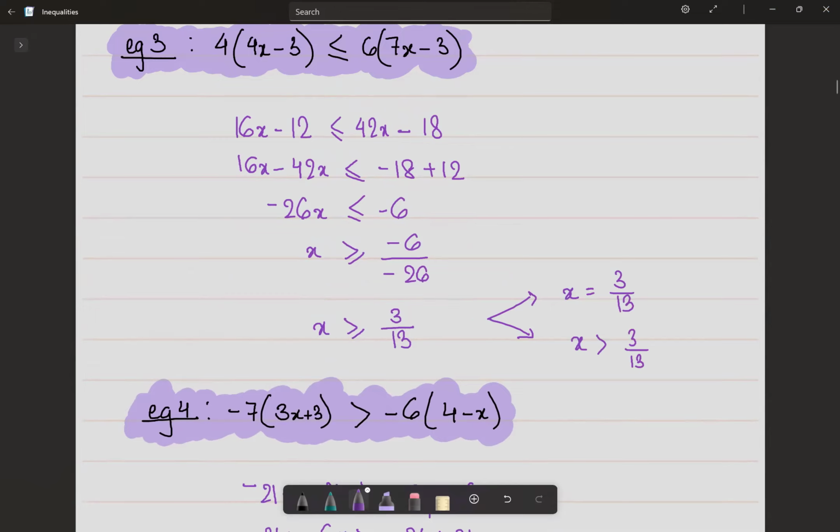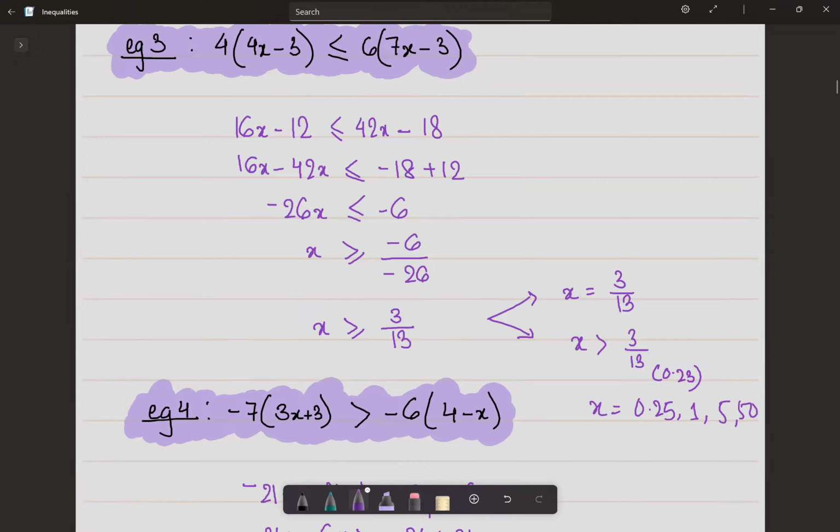So greater than 3 by 13 would mean that our value of x is any value which is greater than 0.23, because the value of 3 by 13 is 0.23. So any value greater than 0.23 is our answer. So our values of x can be 0.25 or 1 or 5 or 50, any value that is more than this number, or it can also be this 0.23 or 3 by 13.